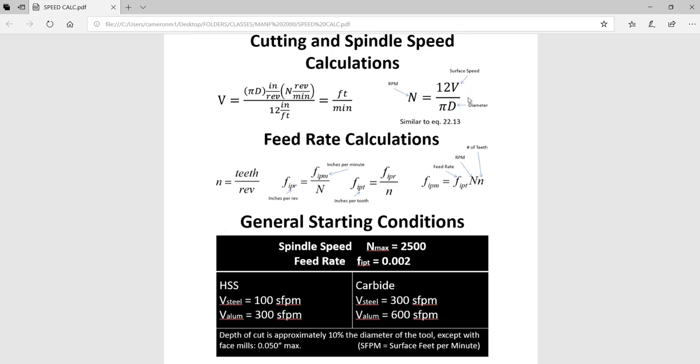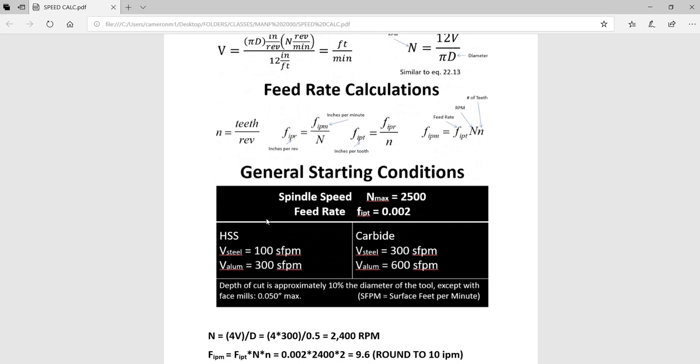Now, when we use this, we simplify it. Pi is about 3, so we can do 12 divided by 3 and simplify this equation to 4 times V divided by D. And that's the equation we're going to use pretty much throughout the rest of the semester.